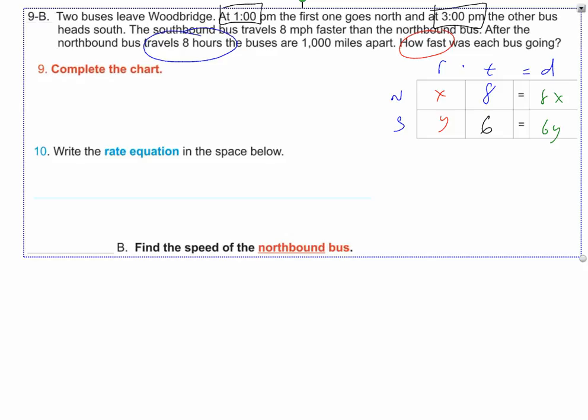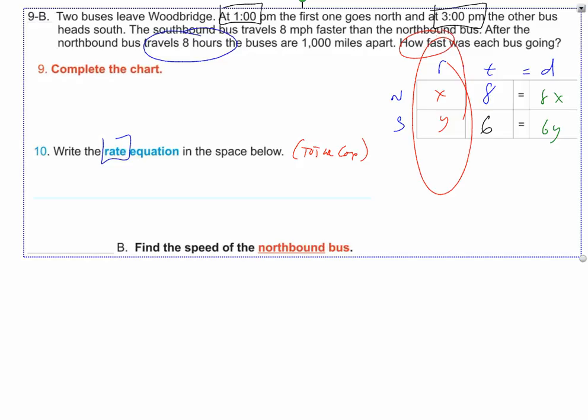Okay, it's the way we do our problems. There are other ways to approach them. That is a way that is most simplistic. All right, I asked you for a rate equation. Rate equation is going to come from the rate column. So I have to decide, is this, and I didn't give it to you this time, is it a total or a comparison?